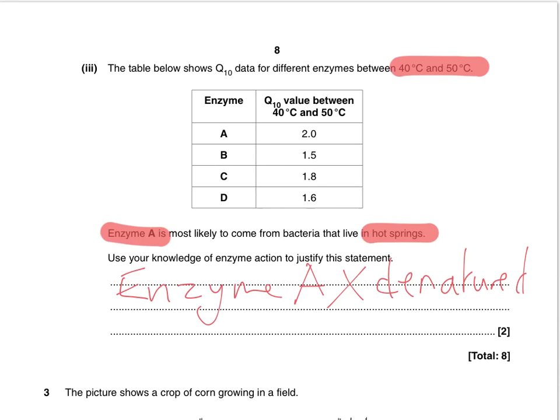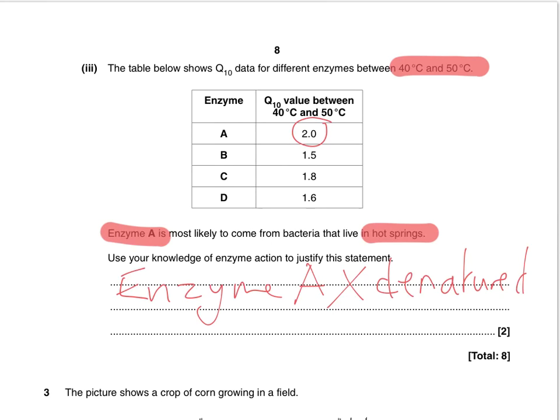So remember, denaturing is when an enzyme gets too hot and it changes the shape of the active site. So that active site, the lock and key active site that it goes into to get broken down, it changes its shape so it can't work anymore. But obviously, as you can see, because enzyme A has got a Q10 of 2, we know that it's working twice as well at 50 degrees than it is at 40 degrees. It's a hotter temperature. It's not getting denatured yet, okay?